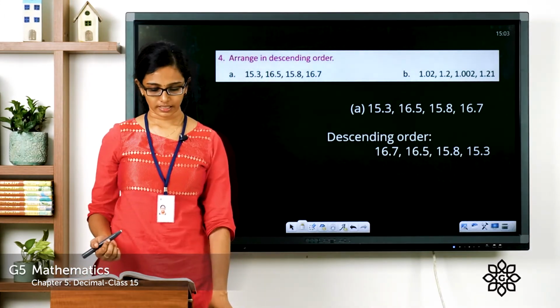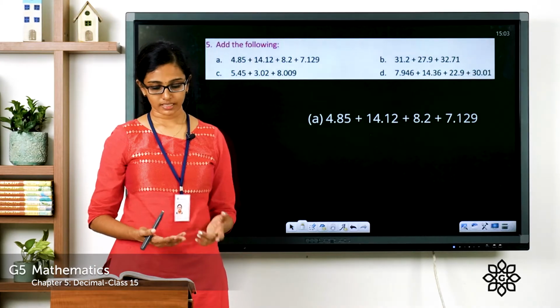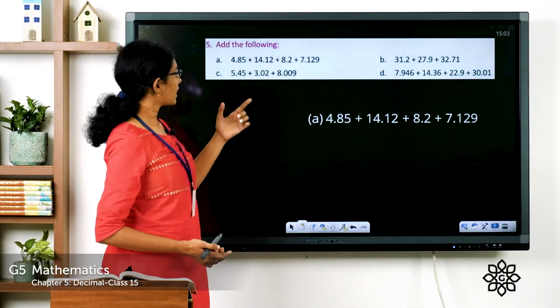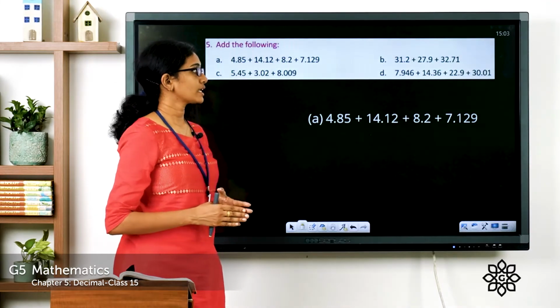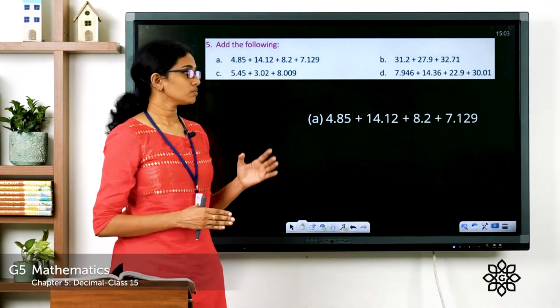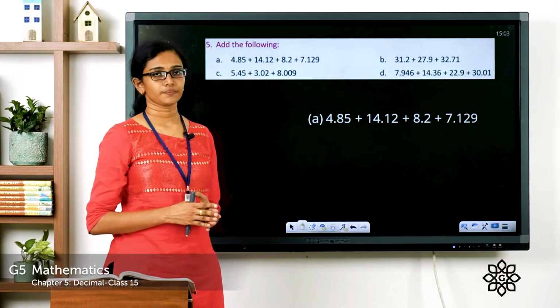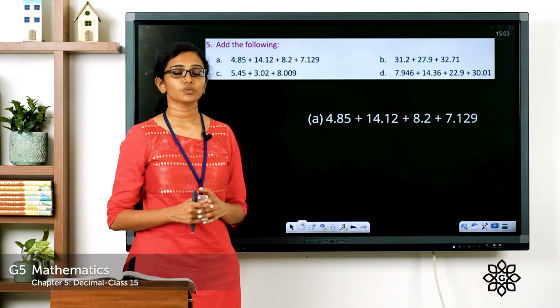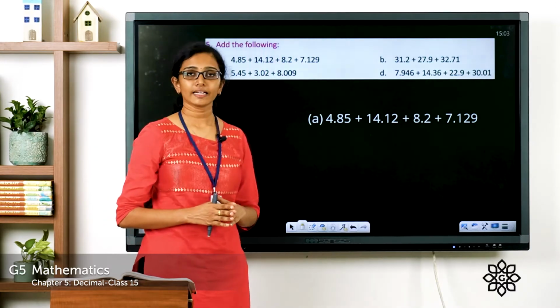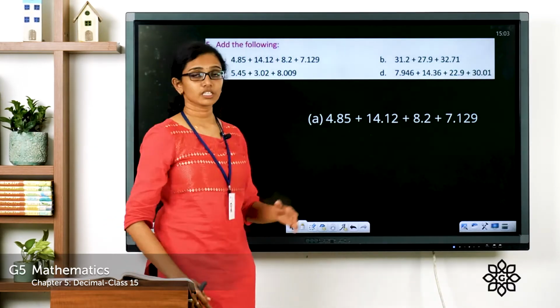The fifth question. Add the following. Question A, 4.85 plus 14.12 plus 8.2 plus 7.129. So let's try doing the first question. Now, for doing addition of decimal numbers, you have to make sure they are all like decimals first. Are they like decimals here?